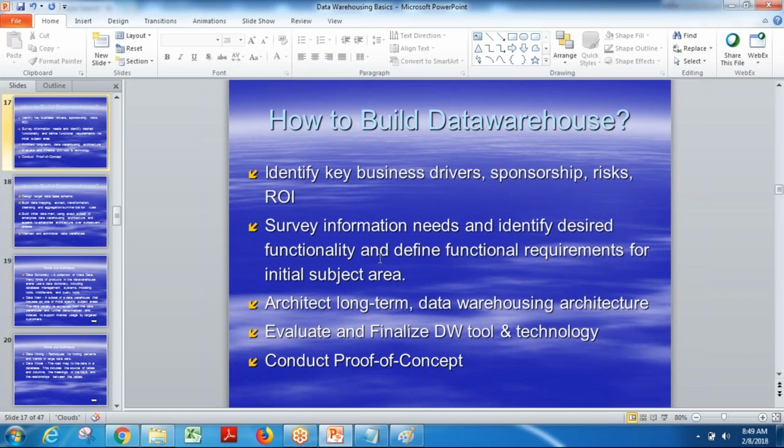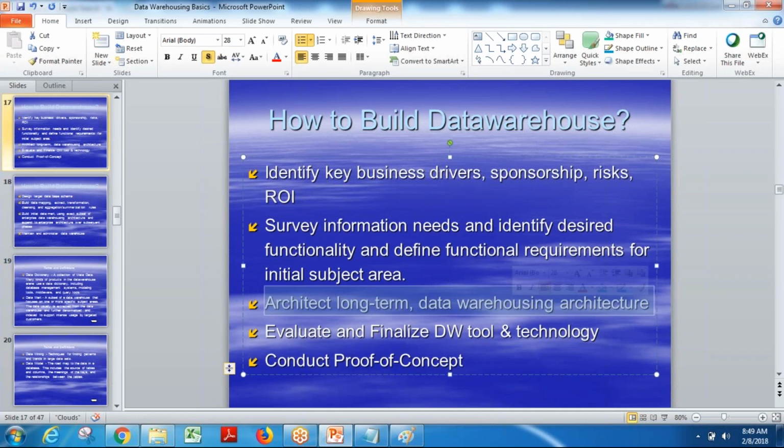What the marketing department wants to know, or what the financial department wants to know, or what your sales department would like to know. So you need to first understand their functional requirements according to each subject area, and then define the architecture. We'll understand the different architectures available for building the data warehouse. Then you find out what technology you're going to use, data warehousing technology, that is, which ETL tool and which reporting tool.